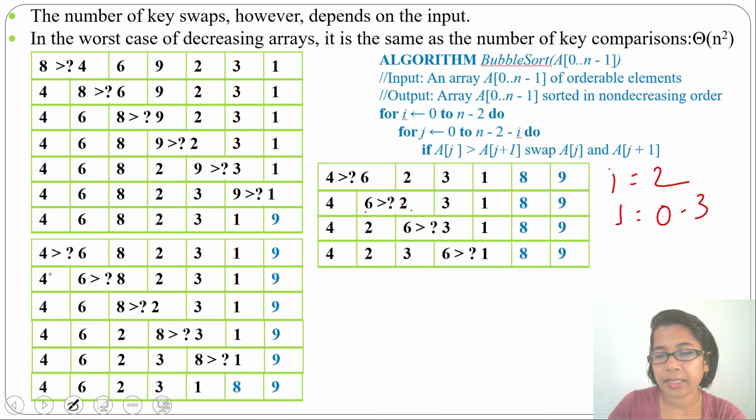Next we'll compare 6 with 1. Is 6 greater than 1? Yes. So these two will swap. Now 6 reaches its position. Now these three are sorted.